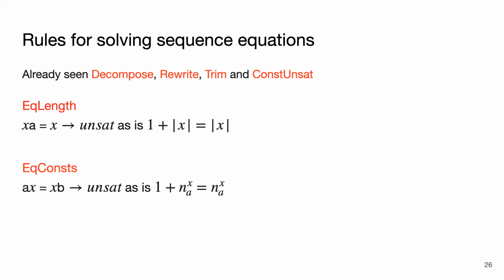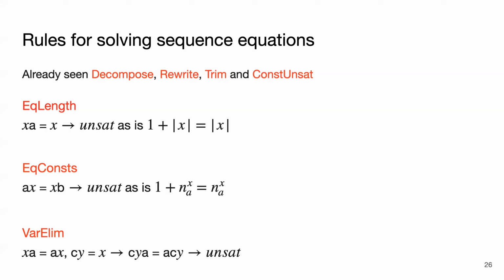Similarly, EQ consts counts the number of a particular character appearing on both sides. So in ax equal to xb, which is equivalent to the problem we just saw in Remora, if you count the number of a's appearing on both sides, it is 1 plus the number of a's in x, equated to the number of a's appearing in x. So this is unsatisfiable.